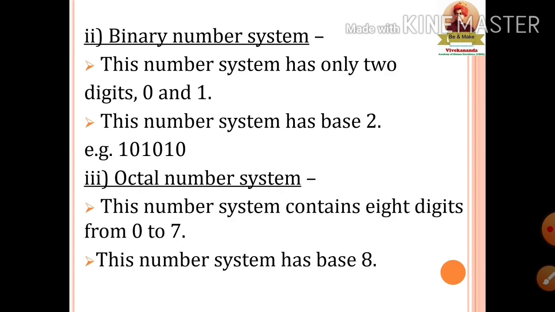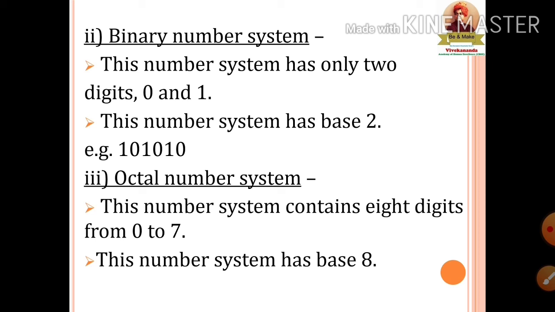Now moving further is the binary number system. This number system has only 2 digits, that is 0 and 1, and the number system will have base 2 as it has 2 digits inside it. So the base of the binary number system is 2. Here I have shown you how the number is represented in the binary number system.